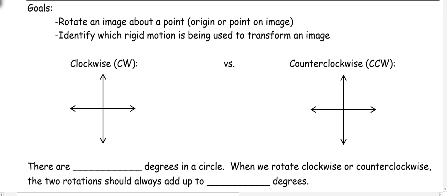This video is about rotating an image about a point, an origin, or a point on an image, and identifying which rigid motion is being used to transform an image. So when we rotate, there are two ways to rotate. We can go clockwise or counterclockwise.